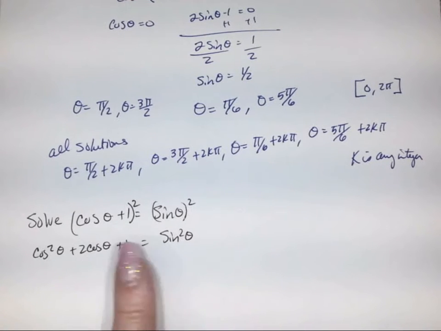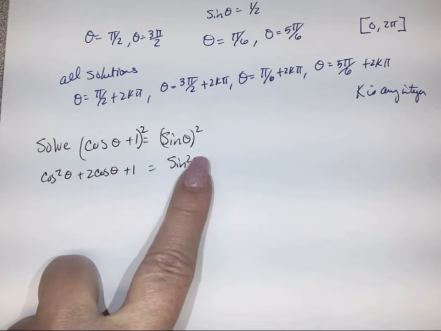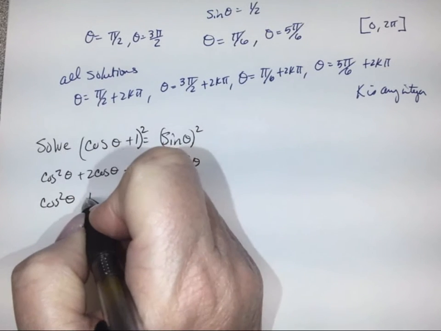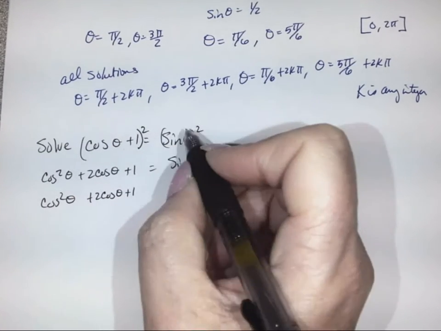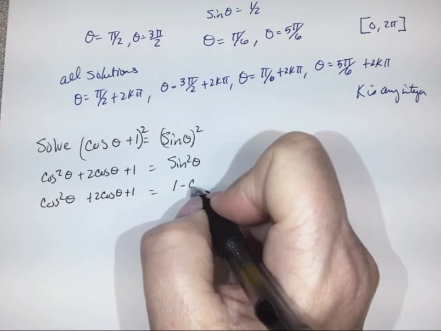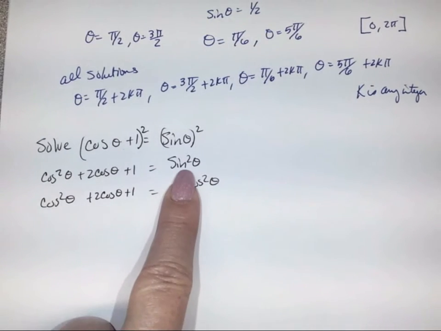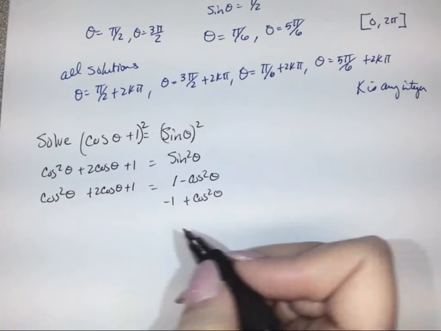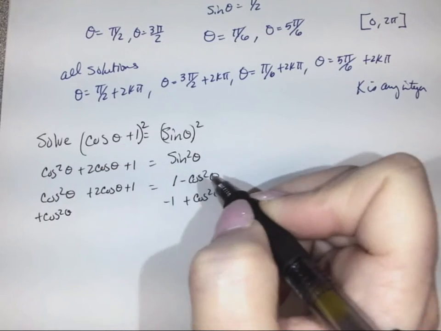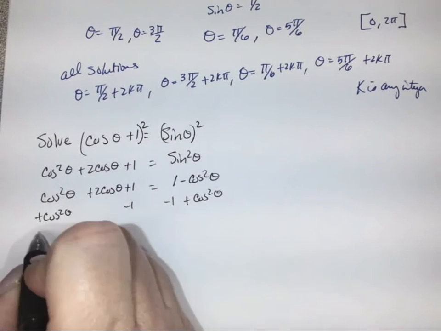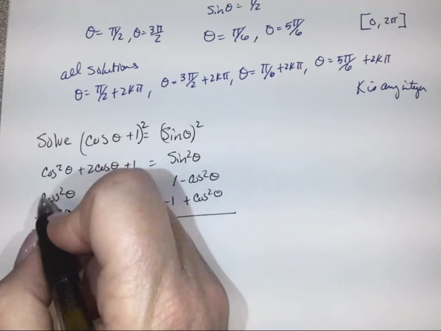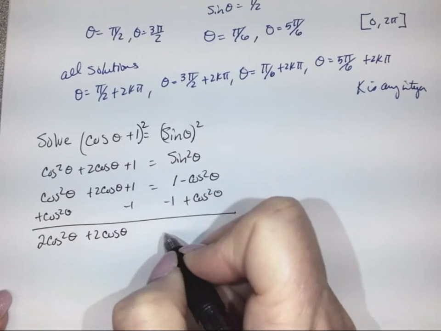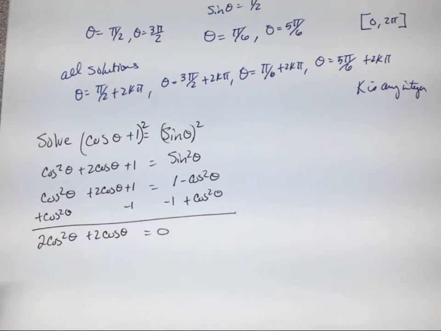Well, in order to solve this, I have to have all one term, one function. So I'm going to change my sine squared theta. So we've got cosine squared theta plus 2 cosine theta plus 1 equals 1 minus cosine squared theta, because that's what sine squared theta equals. So let's move this to the other side with addition and subtraction. So I'm putting them under their common terms, so it'll be easier to add them. So now I have 2 cosine squared theta plus 2 cosine theta. My 1's will cancel, and that equals 0.